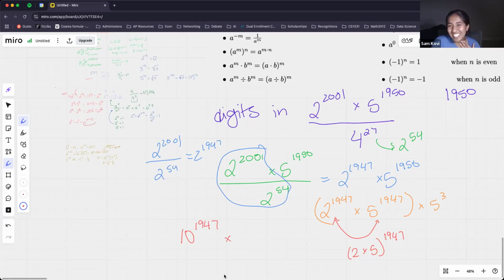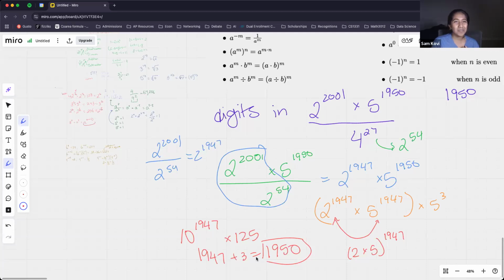And what is 5 cubed? It is 125. Excellent. And so in total, I have a bunch of zeros, and then I have 125 at the beginning. So I have precisely 1947 zeros. And then how many non-zero digits do I have? Well, I have 3 because 125 has 3 digits. So if I add those together, I get a total of 1950 digits.